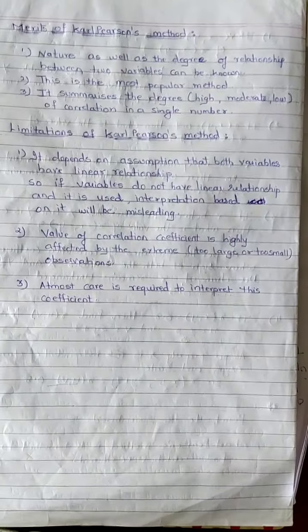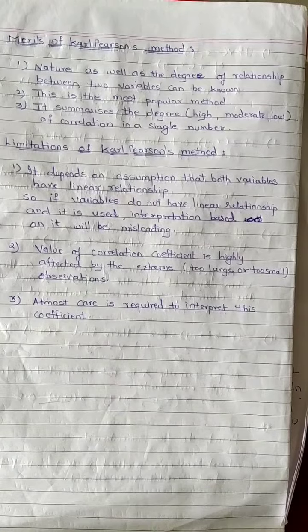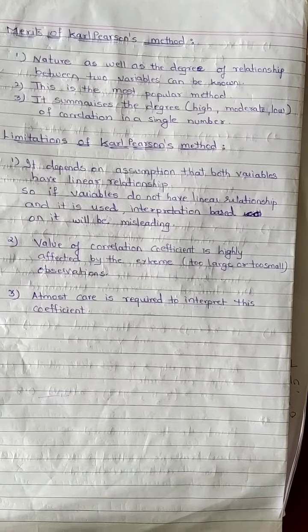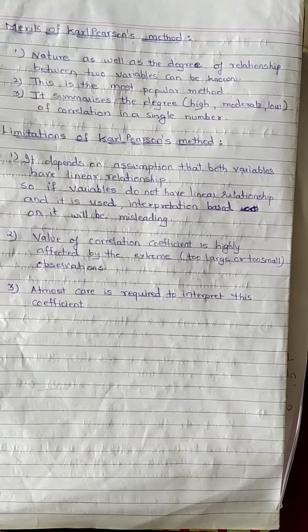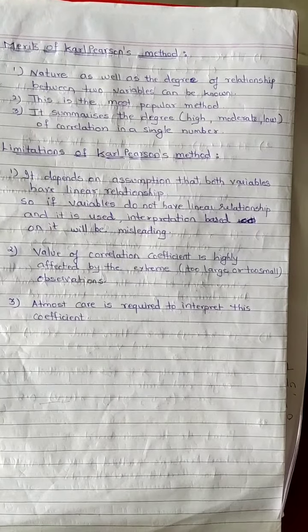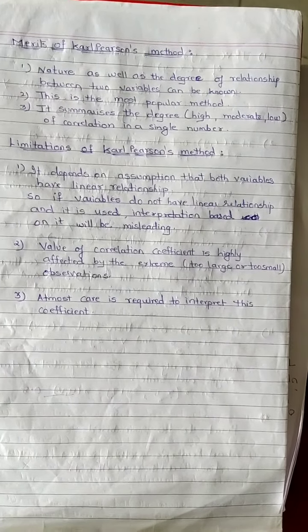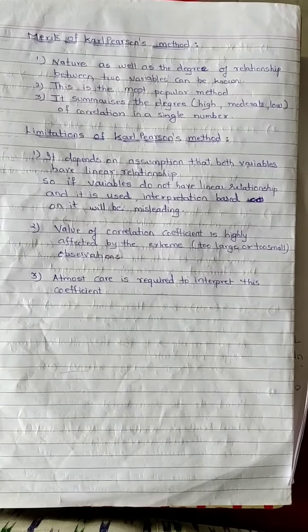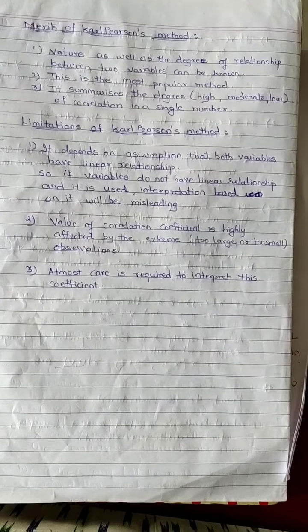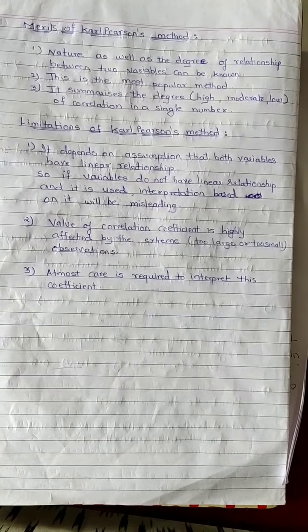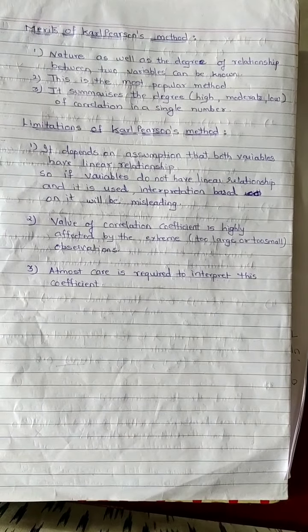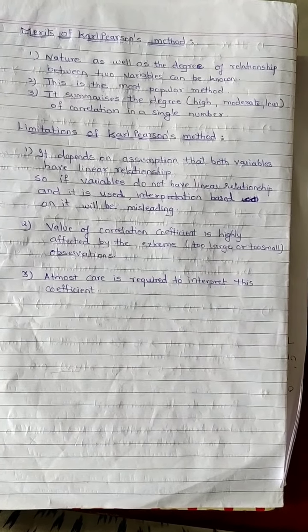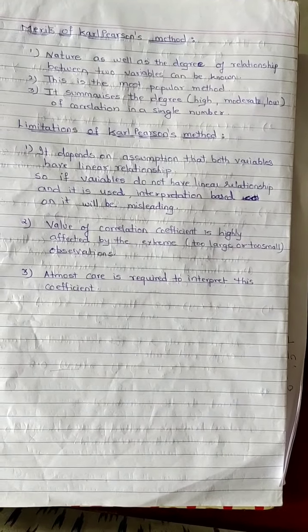So as such, there are three methods: scatter diagram, Pearson's method and Spearman's method. The first, which we have completed, is Pearson's method. In the next video I will go for the scatter diagram method, where it is to be plotted on the graph paper.